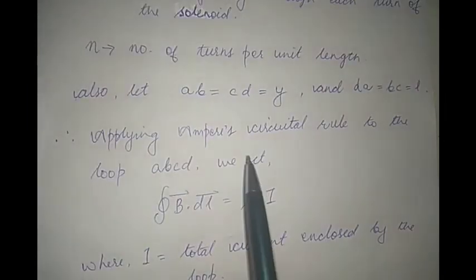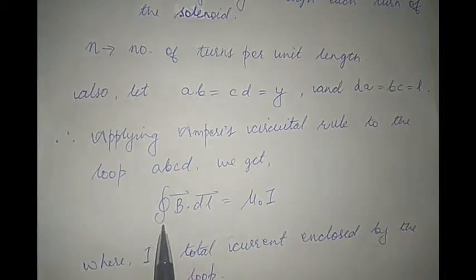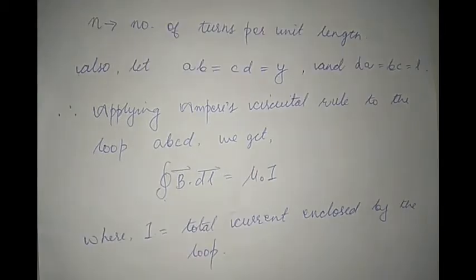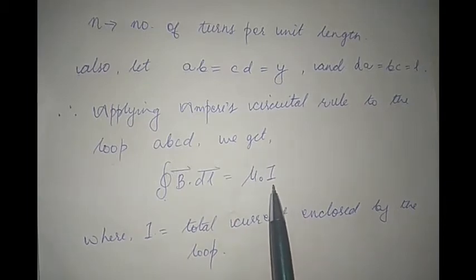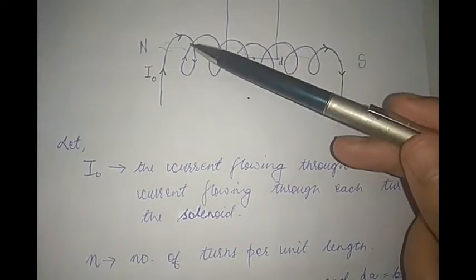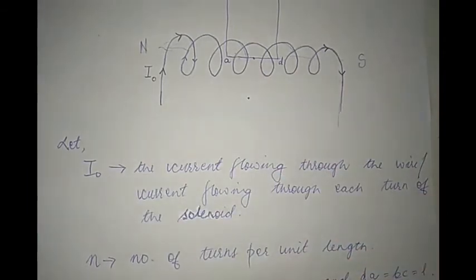Therefore, applying Ampere's circuital law to this loop ABCD, we get the line integration of the magnetic field is equal to mu naught into I. Mind you, Ampere's circuital law tells us that the line integral of the magnetic field has to be equal to mu naught times the total current enclosed by the loop. So this current I is not the same as the current flowing through every single turn of the solenoid, which we are saying is I0.